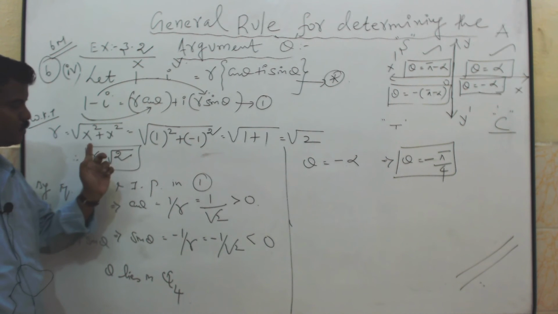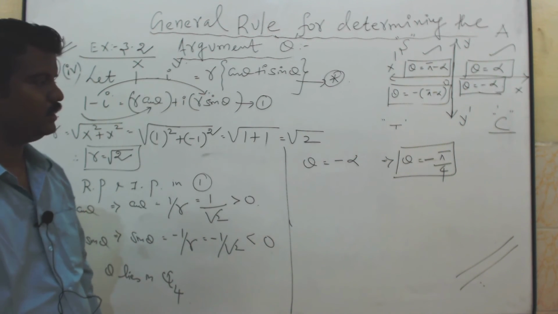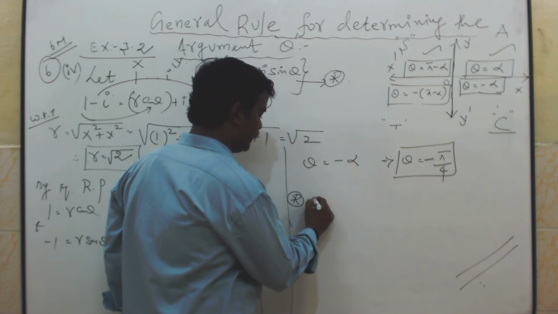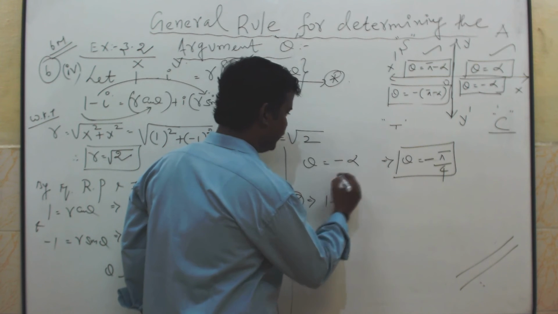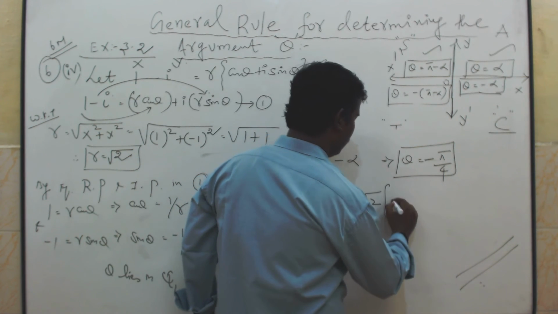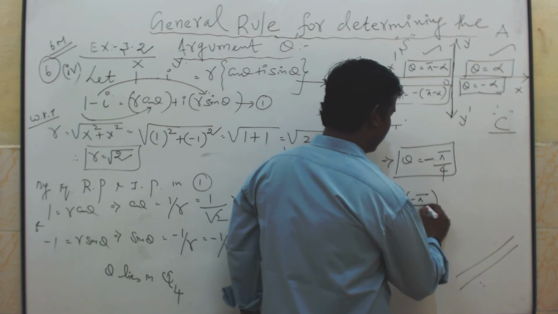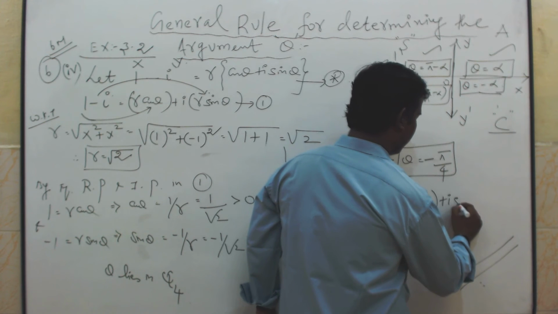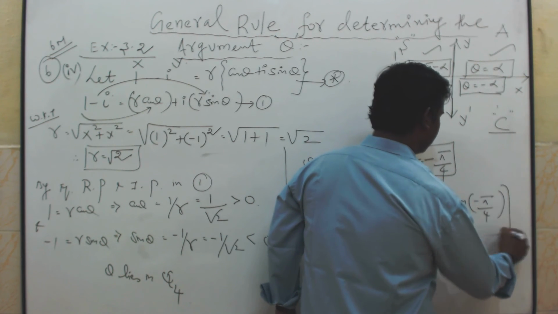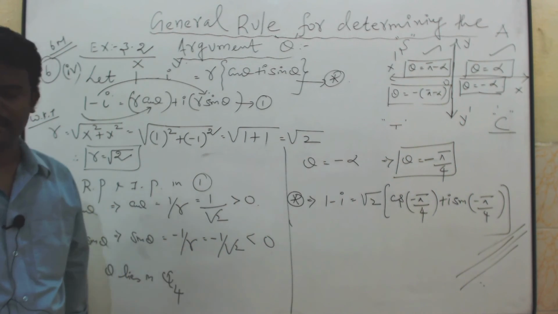Next step is we are going to substitute the values of r and theta in star. Take down, substitute the values of r and theta in star. Star implies 1 minus i is equal to, what is the value of r? r is root 2, cos of, what is theta? Minus pi by 4, plus i sin minus pi by 4. This is the final answer.